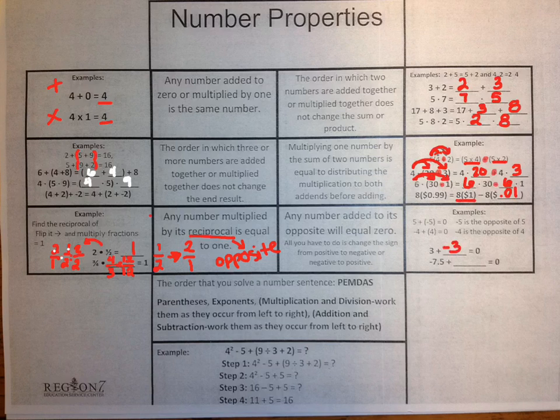That's the additive inverse. So negative 7.5 plus 7.5 would give you 0. That would be the additive inverse. And then the bottom one is an order of operations example.